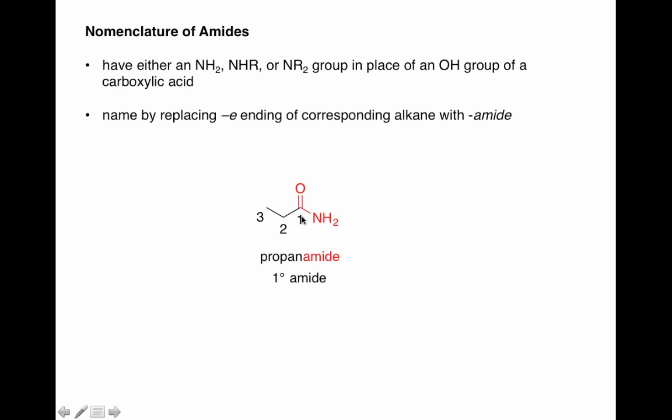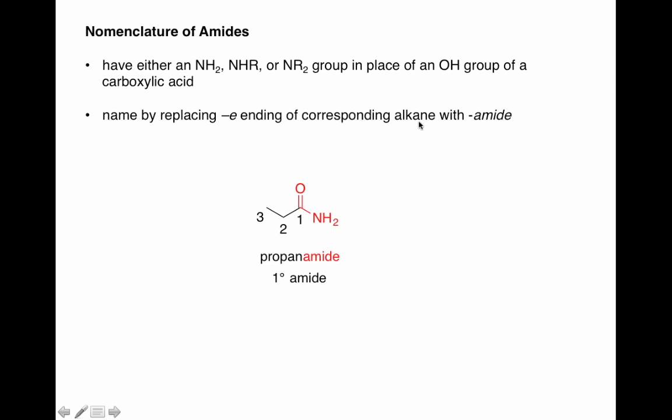Unlike carboxylic acids, which have an OH in this position and a carbon on this side, amides have a nitrogen in this position and a carbon on the other side. That nitrogen may either be an NH2, an NHR, or an NR2 group. To name an amide, we first identify the carbon chain length of the longest chain containing the carbonyl carbon.